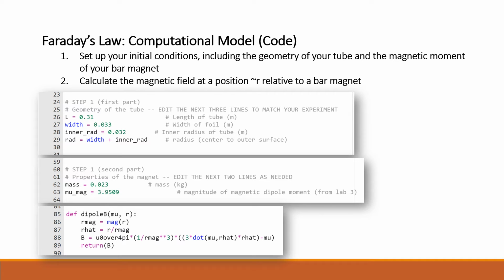And then moving on to the second part of part 1 is where we needed the magnitude of the magnetic dipole moment, and I took this from lab 3, as well as the equation to calculate the magnetic field relative to a bar magnet.